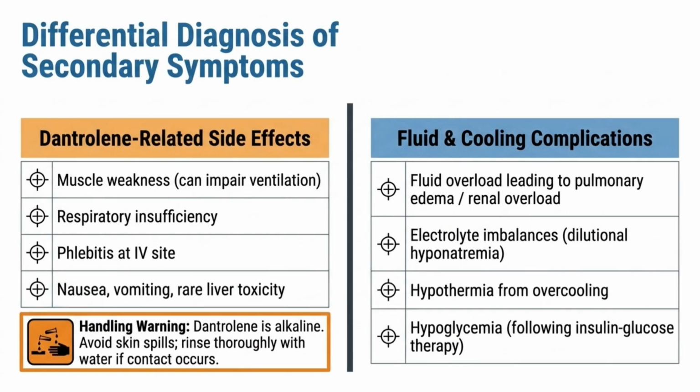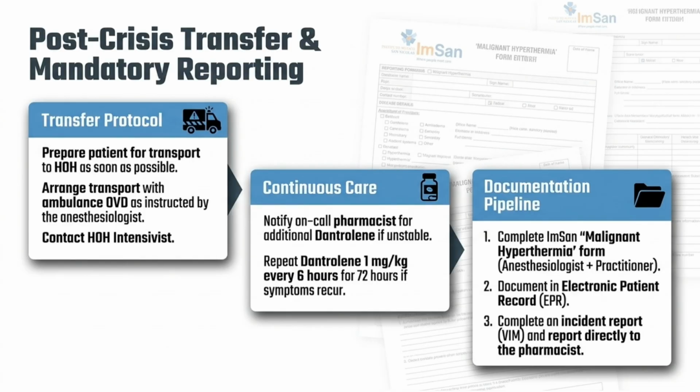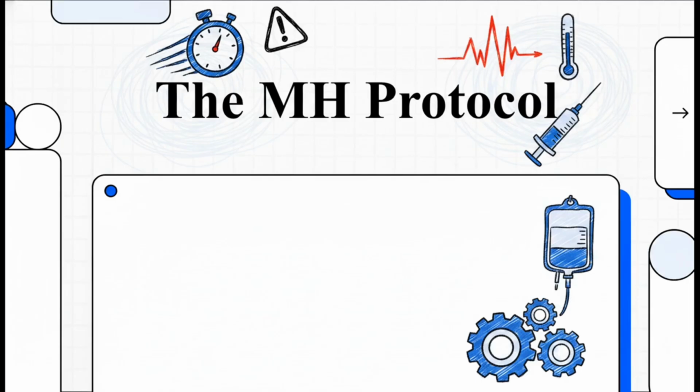Be aware of potential side effects from treatment, such as muscle weakness from Dantrolene or fluid overload. Handle Dantrolene carefully, as it is alkaline and can cause skin irritation. Finally, ensure post-crisis stability. Coordinate the transfer to a higher level of care, continue monitoring, and complete all required documentation and incident reports immediately.